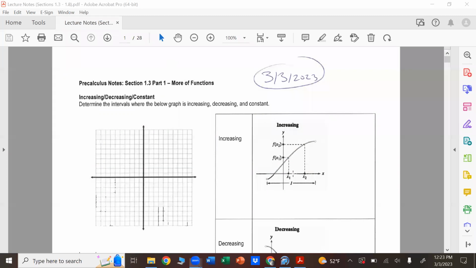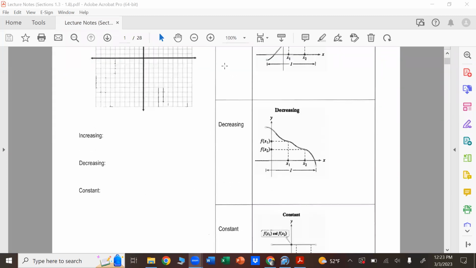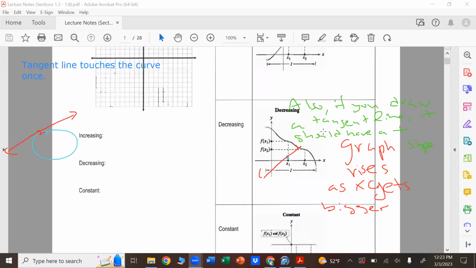Now, decreasing will be the opposite, obviously. So I call it a decreasing function. In this case, the graph drops and will have a negative slope. It'll be a negative slope as x gets bigger. As x gets bigger, we're always going to look at what happens as x gets bigger. So we're always going to look at what happens to y as x gets bigger.